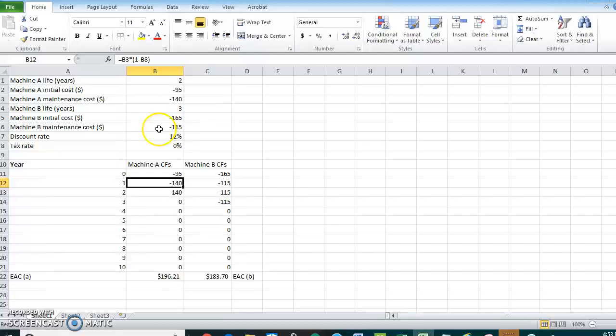maintenance cost times 1 minus tax rate. Same thing here. Maintenance cost for machine B is B6, and then 1 minus the tax rate, which is B8. Now that was pretty simple. So if you want to flip over to your actual Excel worksheet and get that far, that'll be good, because this is going to get a little bit more complicated now.